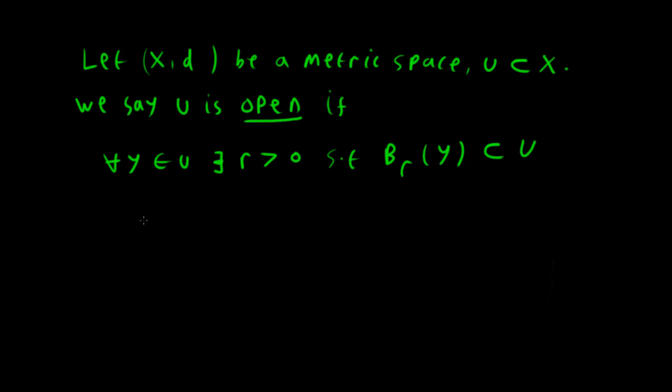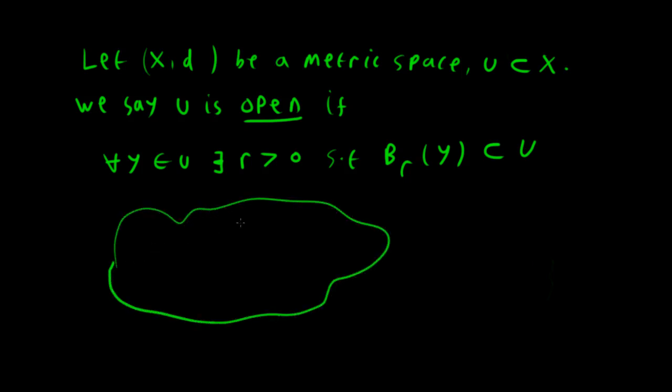So thinking about this as an example now, as a bit more of a graphical illustration, let's say we have X, which is some crazy set here. So this is X, and U is everything inside this line here. So this is U. Then, given any point that I pick in U, I can fit some small ball around it.